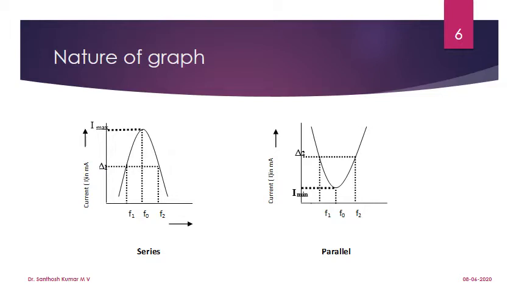In the series condition, the frequency is accepted by the circuit, hence the current starts to increase. But in the parallel condition, the frequency is rejected by the circuit. Because of that, the current starts to decrease. Where the current is minimum, at that particular frequency, the maximum rejection will be there in the circuit.